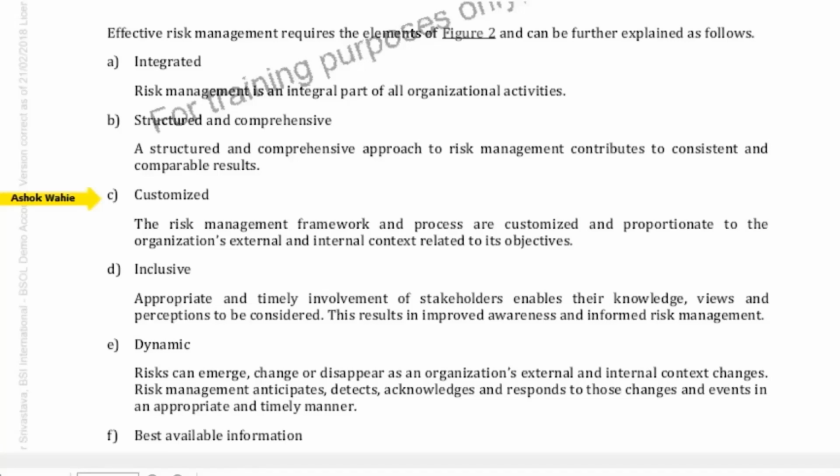So the internal issues for process one will be different than internal issues for process two. The internal issues for organization A will be different than the internal issues for organization B. So we need to customize the framework and the process in the context of achieving your organization's strategic objectives. This principle should be very, very clearly understood by all of you. I hope you've all understood this principle of customization.